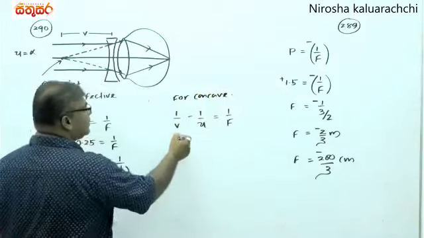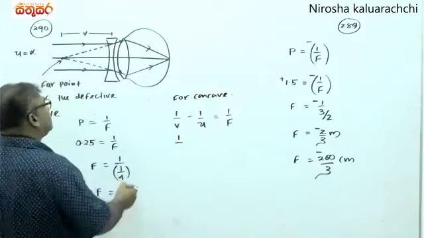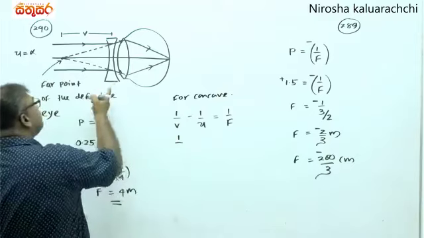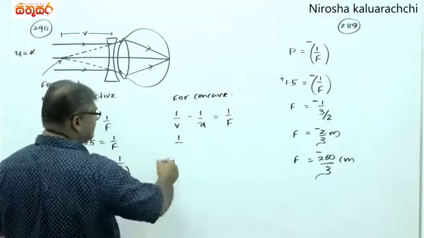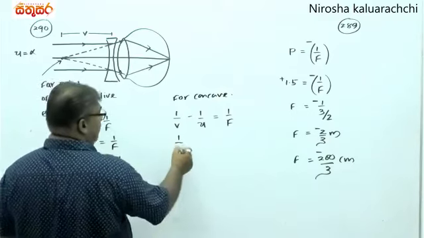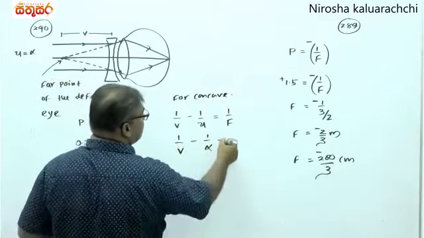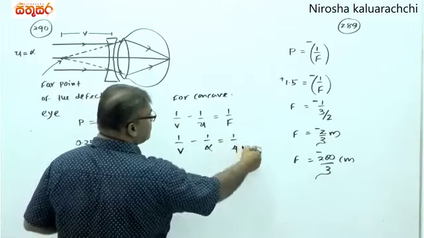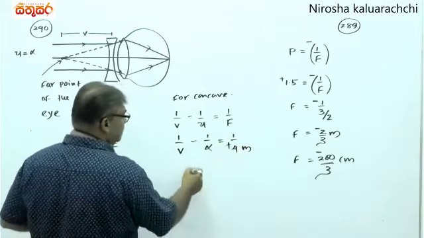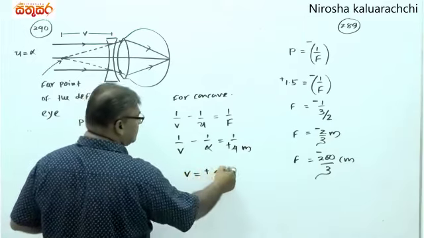Like this, you can say 1 over V. V is the image distance. It should be found by keeping the object at infinity. Focal length is 4 meters, sign plus. Then V becomes plus 4 meters.